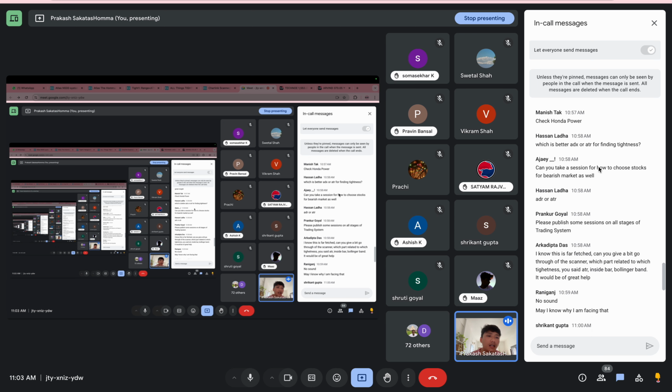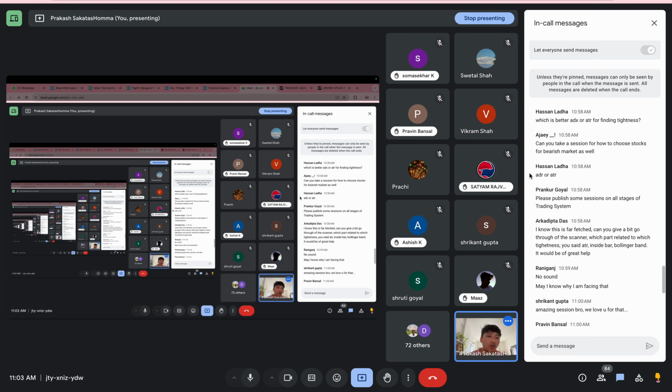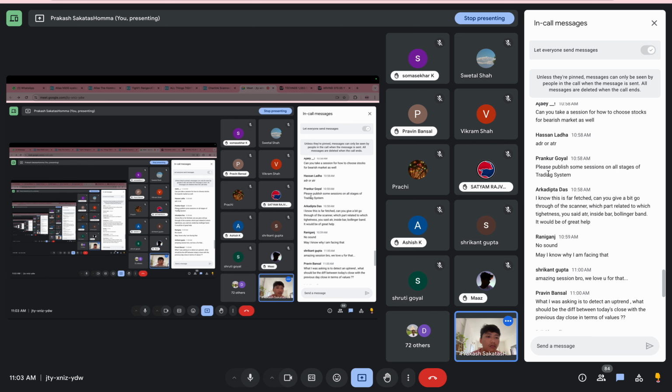Both equally work well, Hassan. Can you take a session on how to choose stocks for bearish markets as well? When we have a bearish market, I will take that session, Ajay. Both work well. Please publish some sessions on all stages of the trading system. I think I already have a lot of things on this, Prankur. But if there is not, let me know, I'll fill up the gaps.